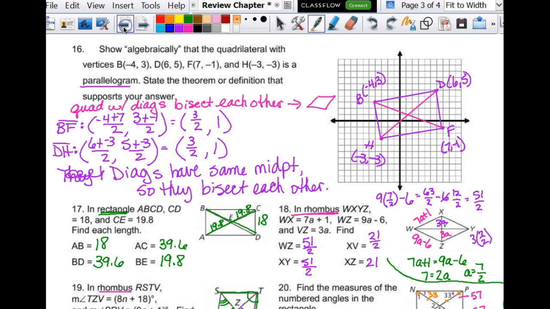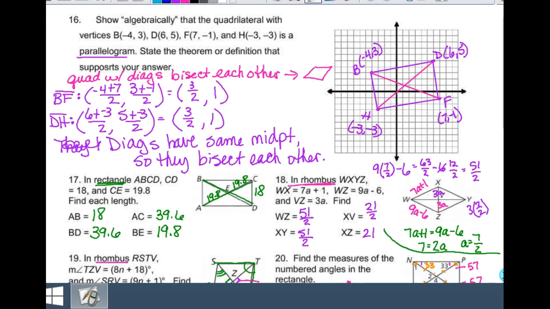And so our diagonals here are, oops. Oh goodness, what did I do?